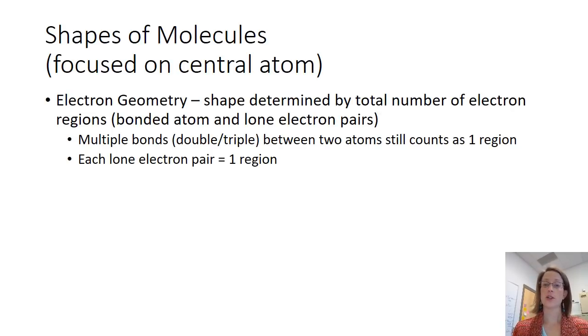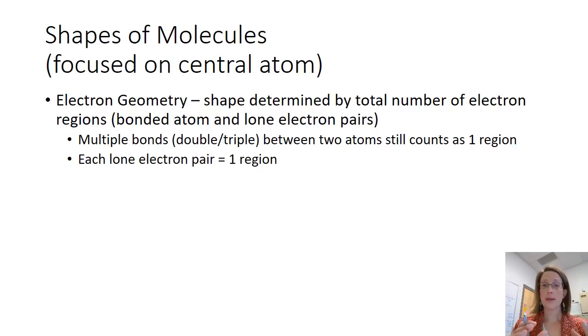There are two types of geometries that we look at when determining the shape of a molecule. The first one is your electron geometry. Your electron geometry is the shape determined by the total number of electron regions. You may also hear the term electron domain or regions of electron density. It all depends on who's using which term, but they all mean the same thing. What this means is, around that central atom, we count how many bonded atoms and/or lone pairs are around it.